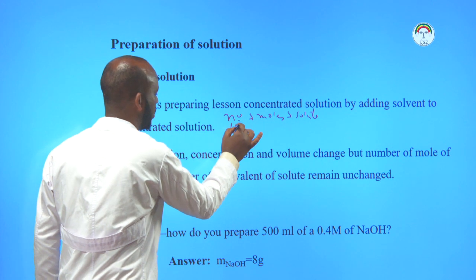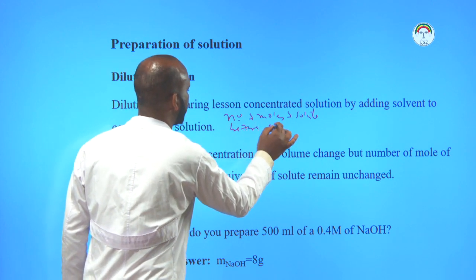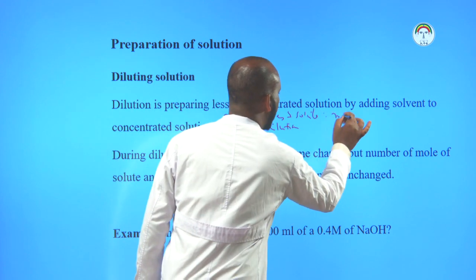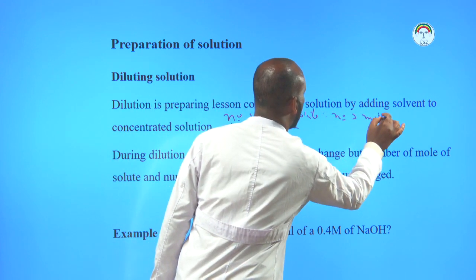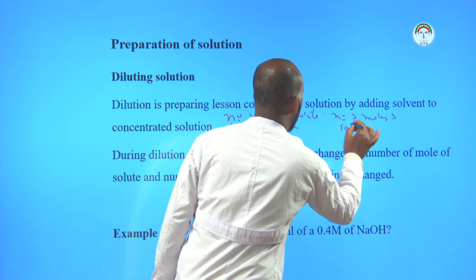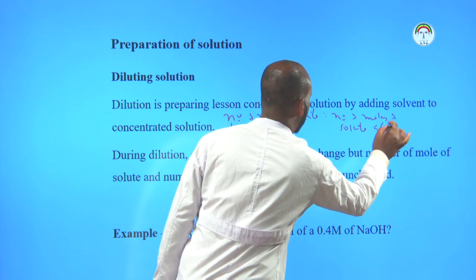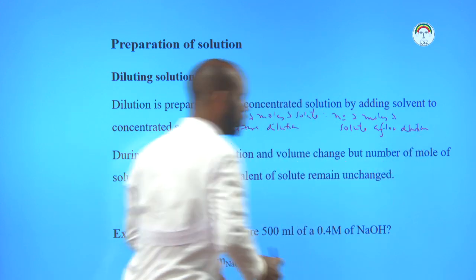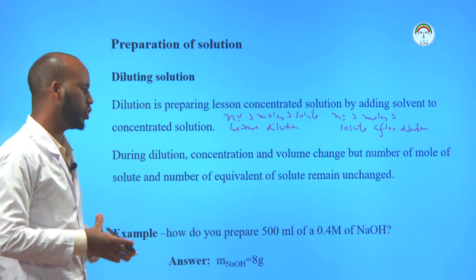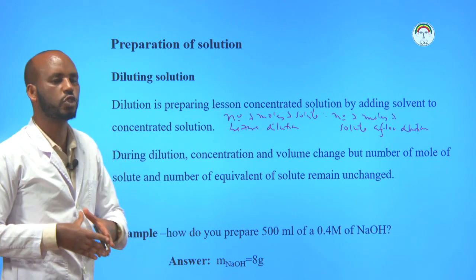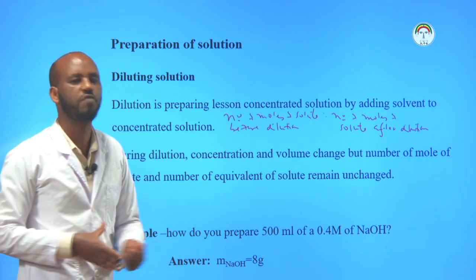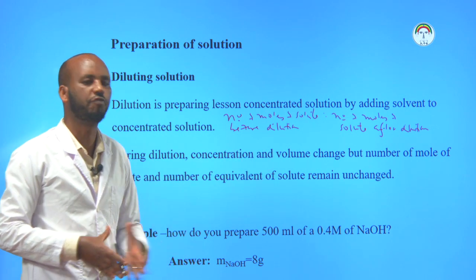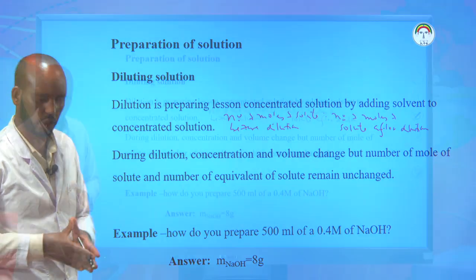Number of moles of solute before dilution equal number of moles of solute after dilution, because in the process of dilution, number of moles of solutes and number of equivalents of solute is unchanged. Only concentration and volume of the solution is changed.